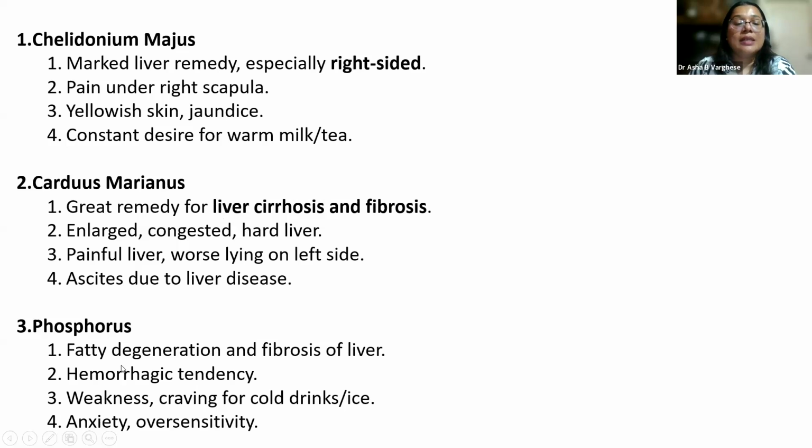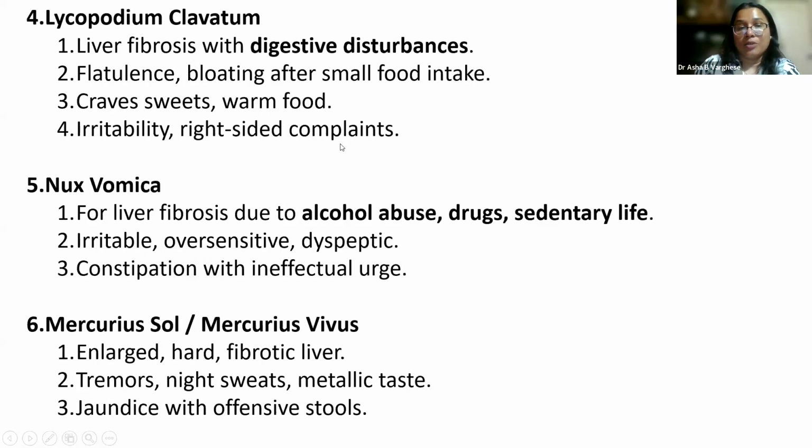Then is phosphorus: fatty degeneration and fibrosis of liver, hemorrhagic tendencies. There can be bleeding, weakness, craving for cold drink or ice, anxiety, oversensitivity. So if they want cold drinks, you can think of phosphorus. One which likes warm drinks is lycopodium, and also chelidonium.